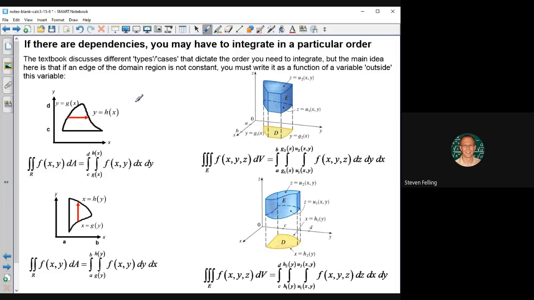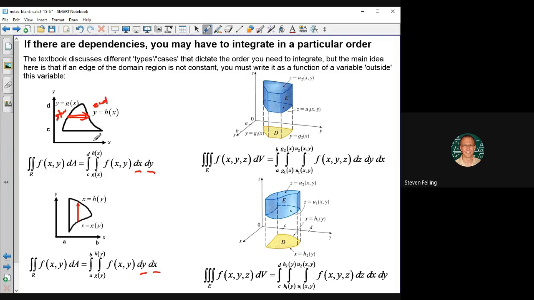Okay, so if there are dependencies, then you potentially have to integrate in a particular order. So we don't have to be restricted to just a rectangular area. We still integrate iteratively from the inside out, and you might have to have some dependencies here. So in 2D, we had a situation like this. Let's say that you wanted to do dx dy versus dy dx, right? Dx dy meant we would draw an arrow this way, and then we would potentially have a boundary that gives us the starting value and a boundary that gives us the ending value.